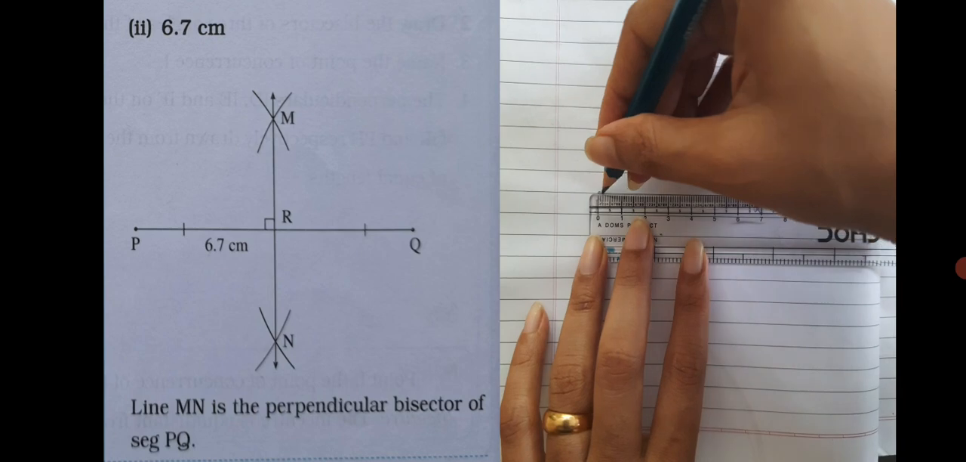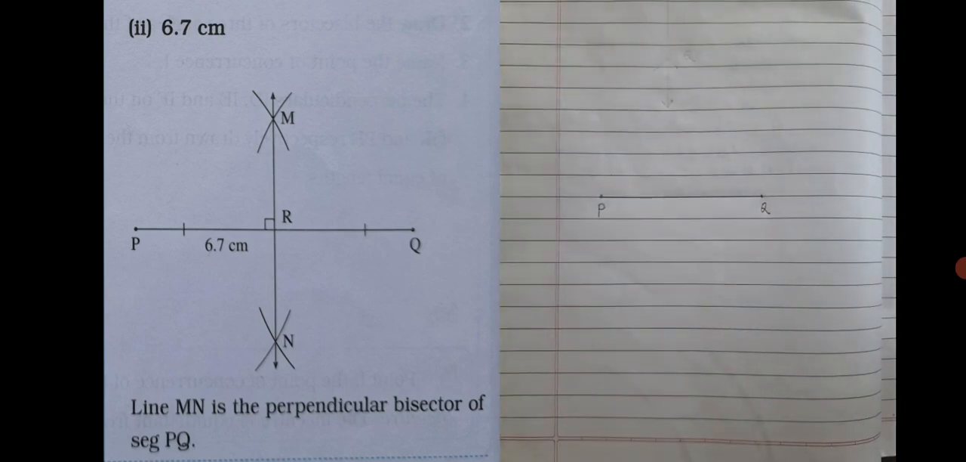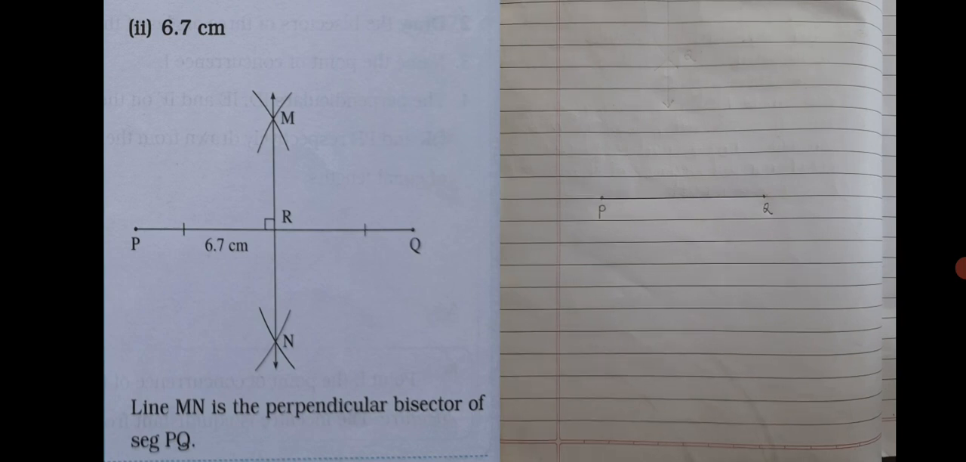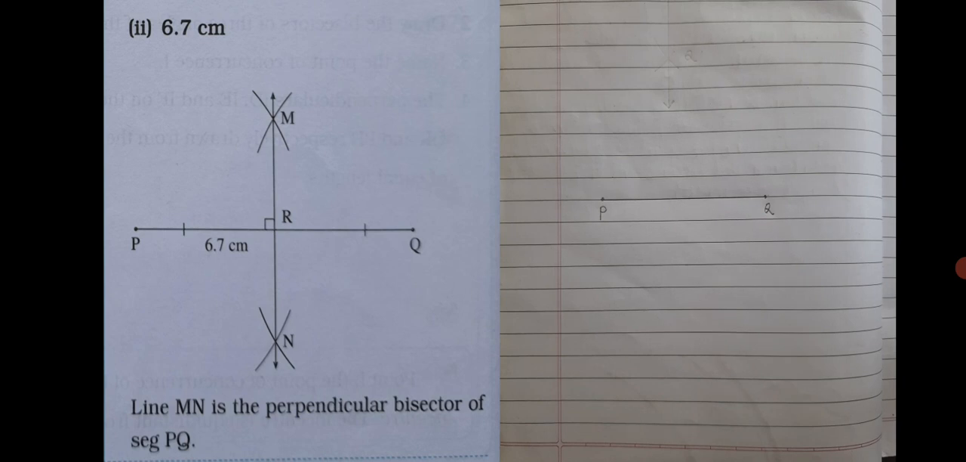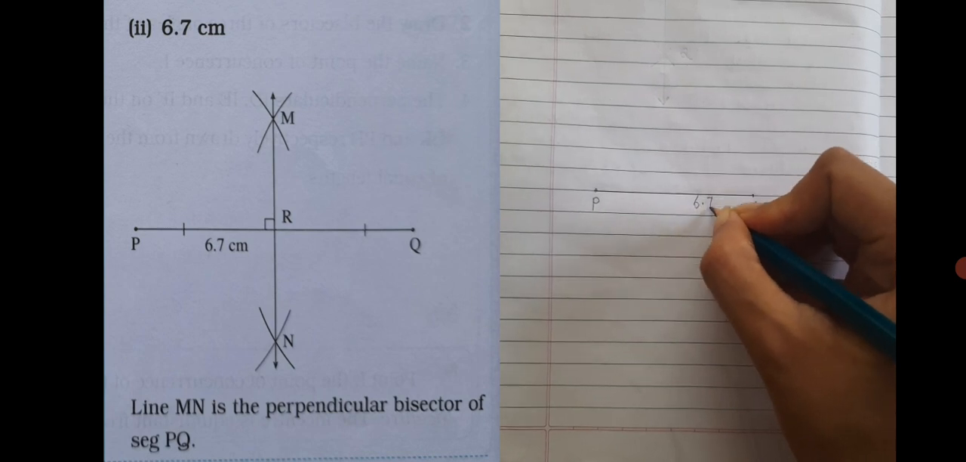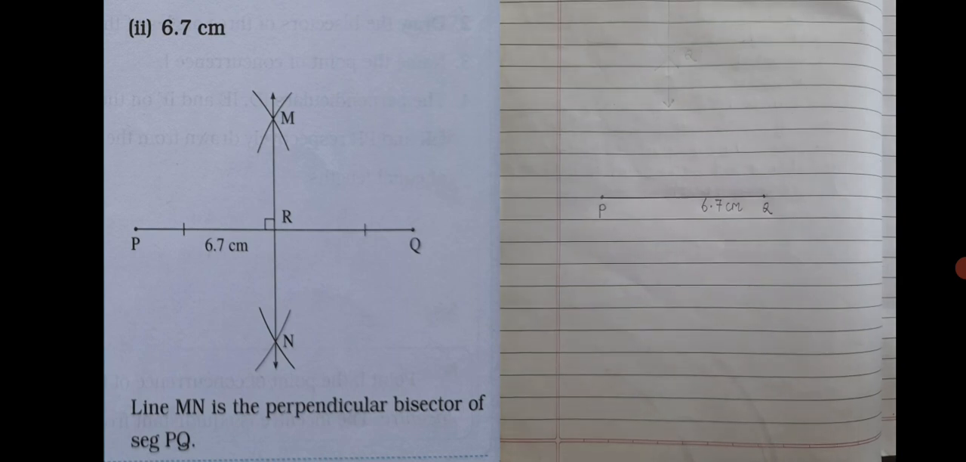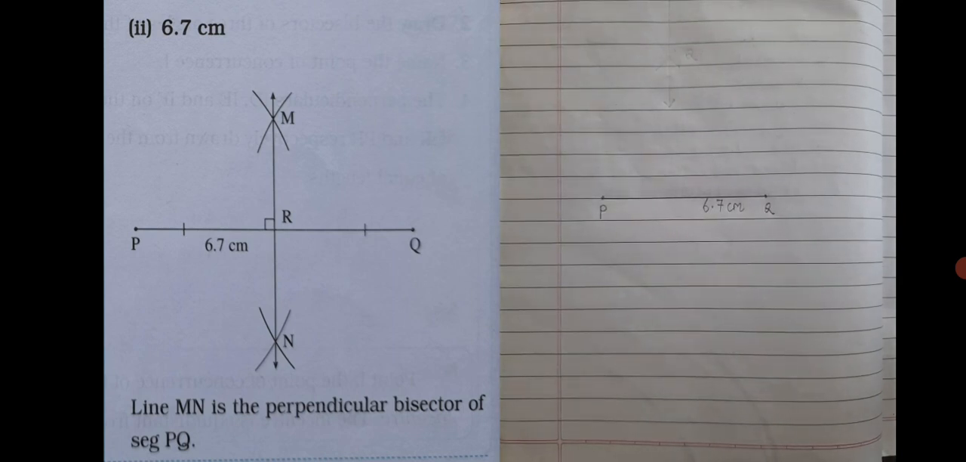So segment PQ is drawn and you will write the measurement as 6.7 centimeter. Okay, so here we have PQ, 6.7 centimeter. After writing this, we have to bisect segment PQ. So we will use a compass now.